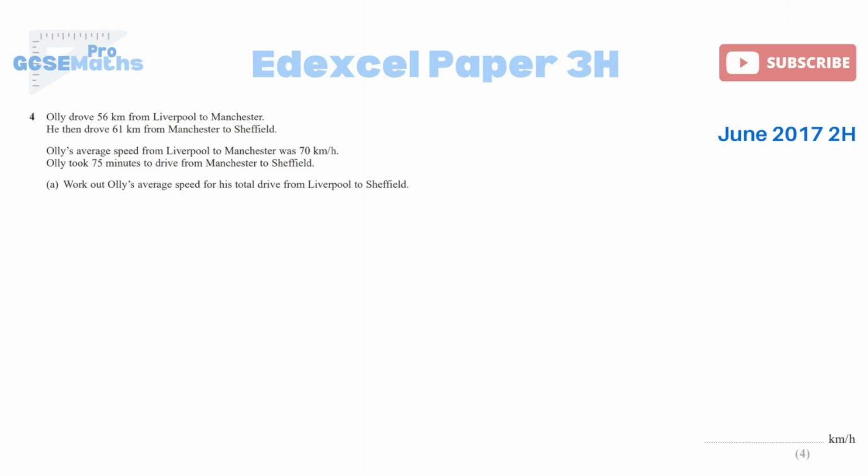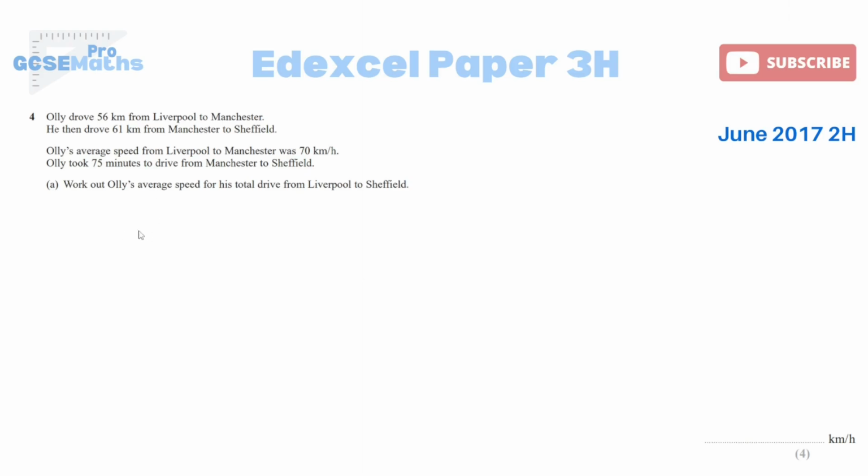kilometres from Liverpool to Manchester. He then drove 61 kilometres from Manchester to Sheffield. Ollie's average speed from Liverpool to Manchester was 70 kilometres an hour. Ollie took 75 minutes to drive from Manchester to Sheffield. Work out Ollie's average speed for his total drive from Liverpool to Sheffield.